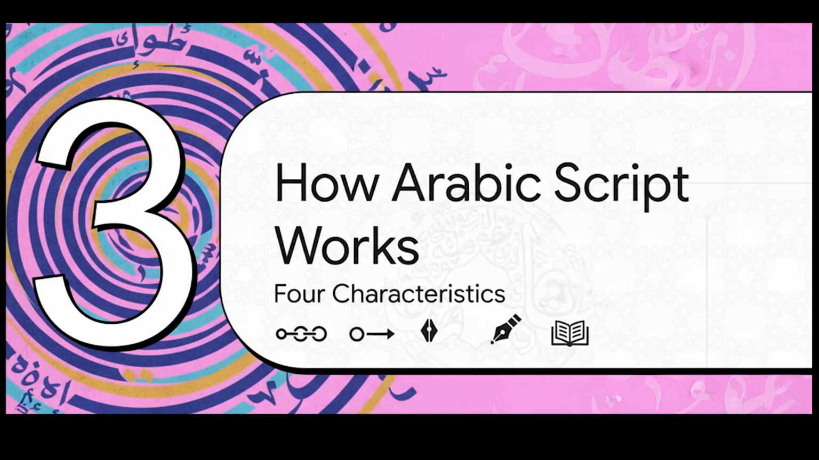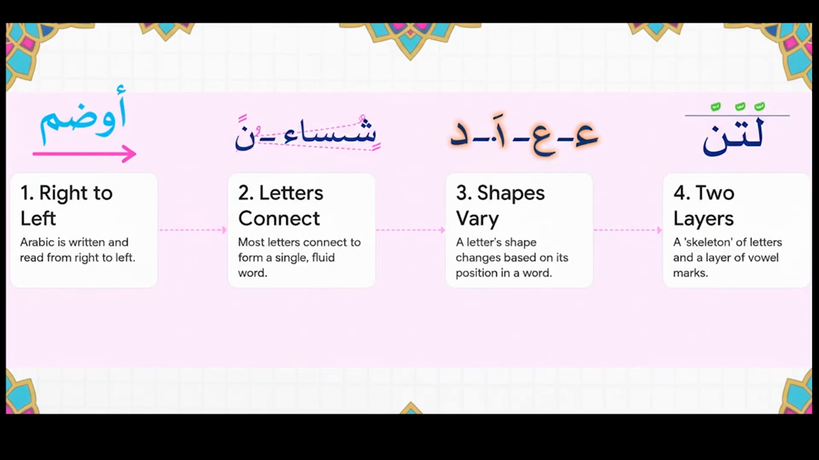So, you've got the letters. How do they actually become words? Well, Arabic script has 4 really special characteristics, and I promise you, once you get these 4 rules down, the whole system is just going to click. It'll all make sense. Here they are, the big 4.